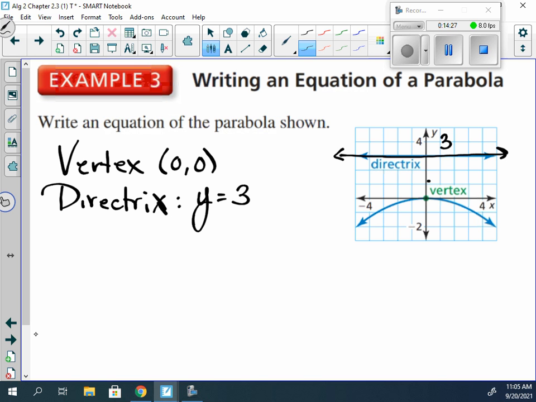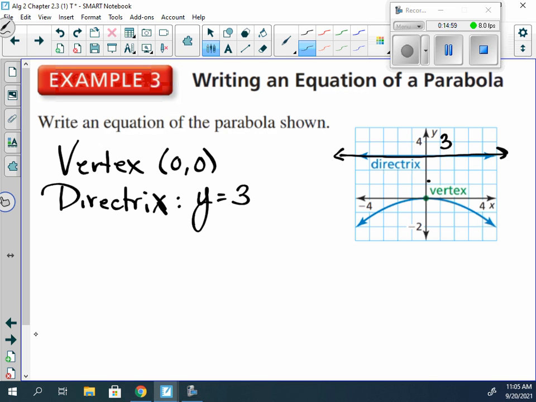Now, which one of the two general forms has a directrix of y equals? Y equals 1 over 4p times x minus h squared plus k, or x equals 1 over 4p times y minus k squared plus h. The y equals form, yes, because it says right there the directrix is y equals k minus p. Here, the directrix is y equals.